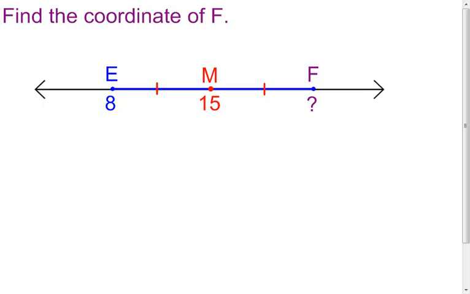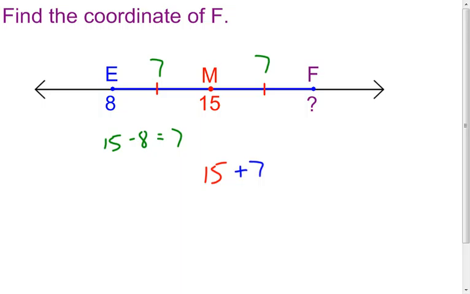The way I like to look at it is, I can figure out how long segment EM is simply by taking my 15 minus 8. So I just found out that the length of segment EM is 7. That means the length of segment MF has to be 7 as well. And then, if I'm at the midpoint, which is at 15, I'm going to the right 7 units.